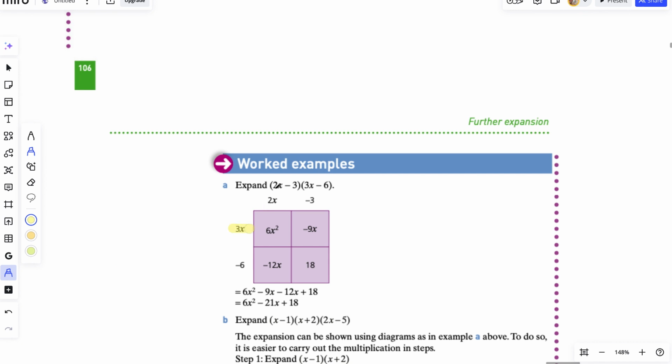This one times this one, 2x multiplied by 3x, we're going to get 6x squared. Why? Because 2 times 3 is 6, and x times x is x squared.